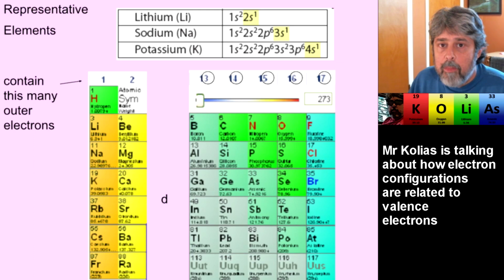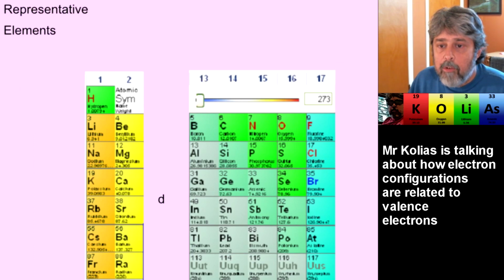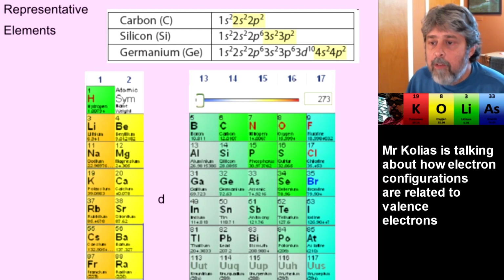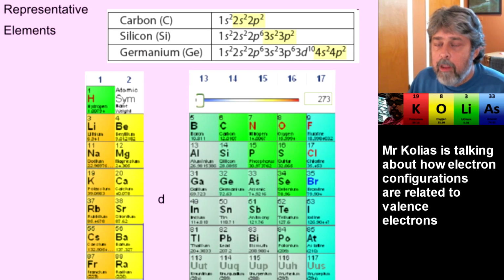There you go. That's the key. The group number tells you how many outer electrons. Let's look at elements in group 14. Carbon consists of 2s2, 2p2 in its highest level. 2 plus 2 is 4. It's in group 14, 4 valence electrons.